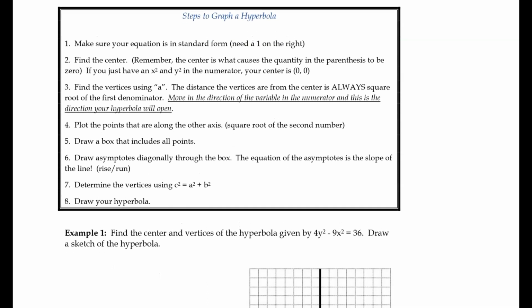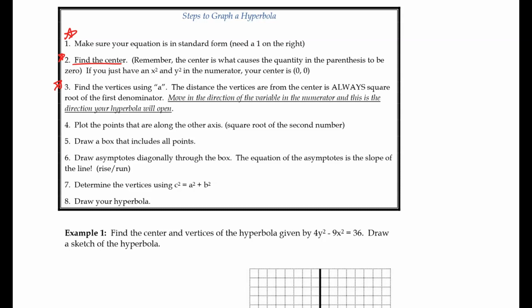All right, so the steps to graph a hyperbola. First thing you have to do is to make sure your equation is in standard form. You need a 1 on the right-hand side, just like with ellipses. You then need to find the center, so I need to know what your h and k values are. Then you have to find the vertices using a. Notice the key from this is you move in the direction of the variable in the numerator. That is the direction your hyperbola will open.